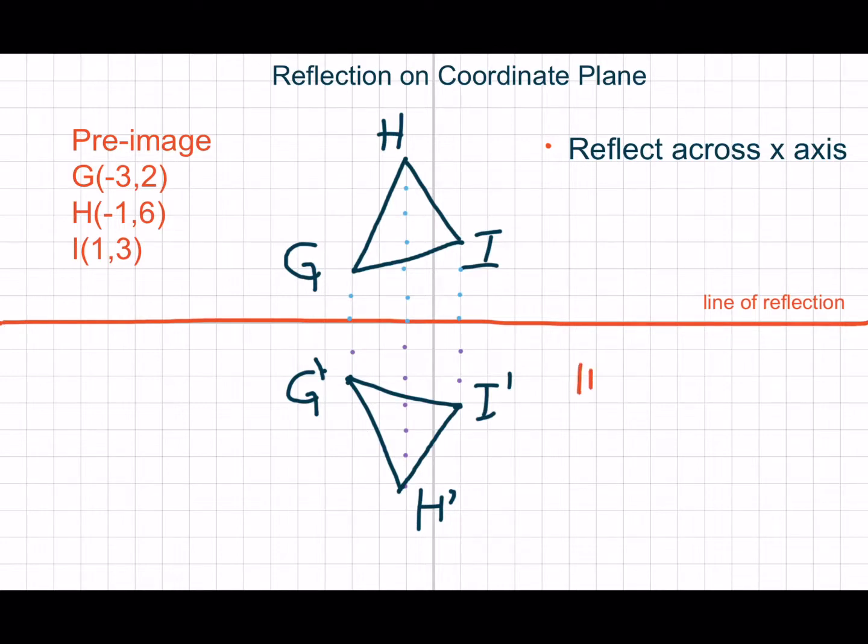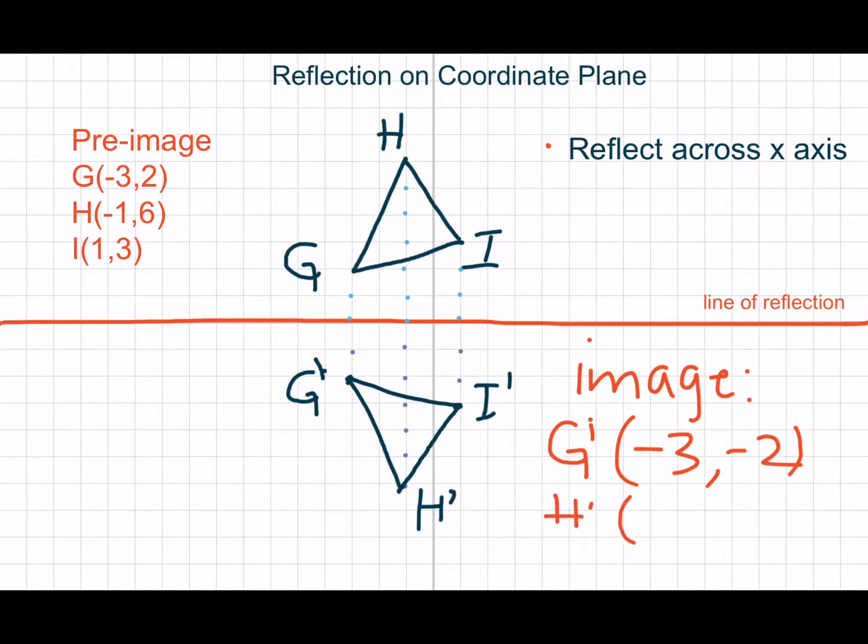Now we are going to list out your image coordinates. The coordinates for G prime are -3, -2. H prime is -1, -6. And then I prime is 1, -3. And again, see if you notice any patterns between the coordinates of your pre-image and your image. We will talk about this in a later lesson, but see what you can figure out right now.